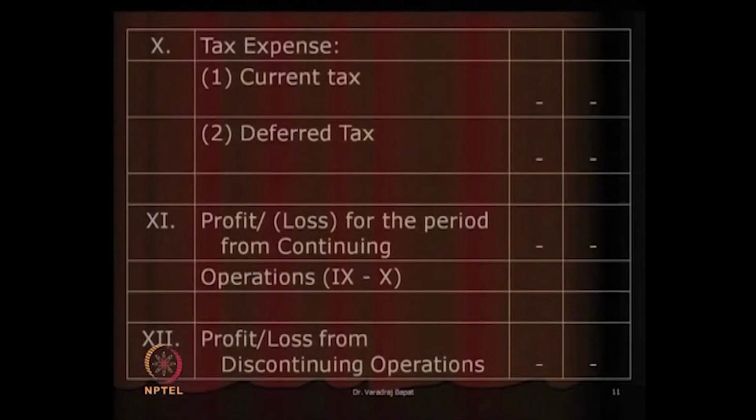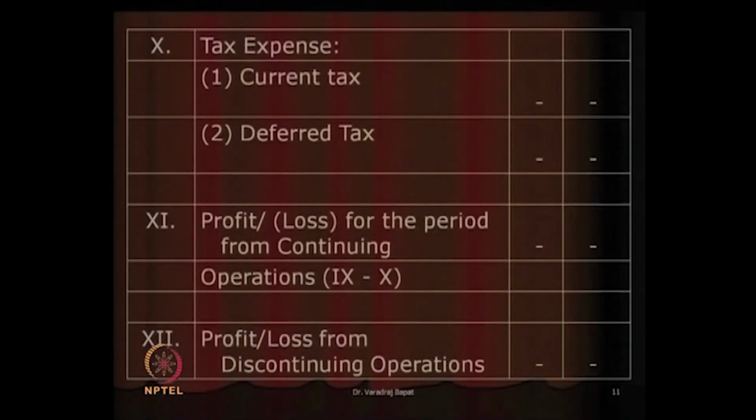For discontinued business, you have to show the profits and losses from such business separately. So, suppose one factory is closed. I have 4 more factories where my business is on, but one factory is closed. Then the expenses of that closed factory I will show separately, and that will be treated as losses from discontinued operation. So, you can see the format.